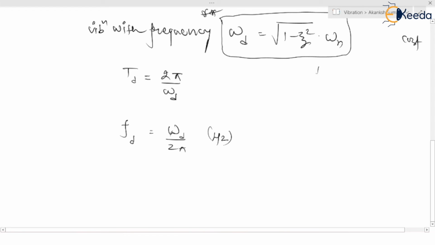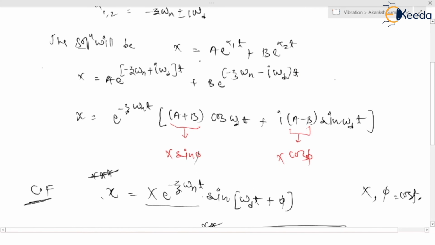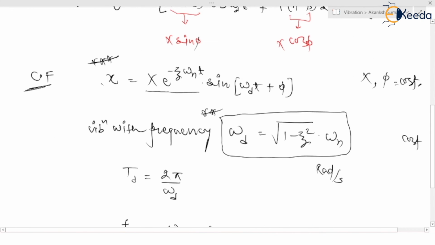And this is in radian per second. I hope you will understand this complete procedure. We have seen this is the frequency of the damped system through these equations. These are the important equations of the underdamped system. I am just showing them here. We have calculated the value of omega d.